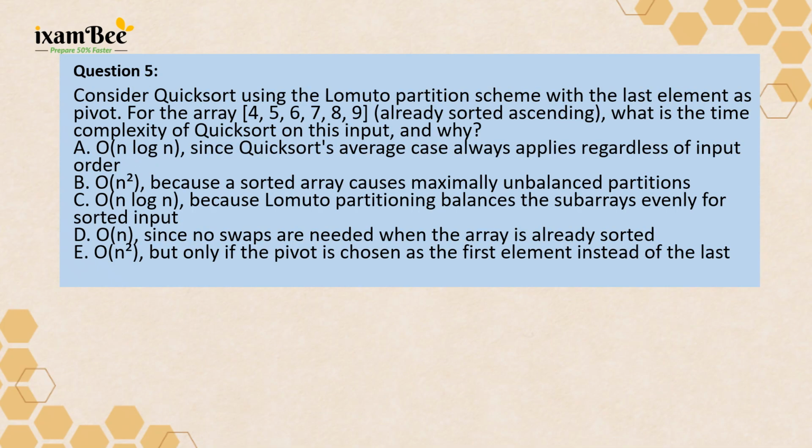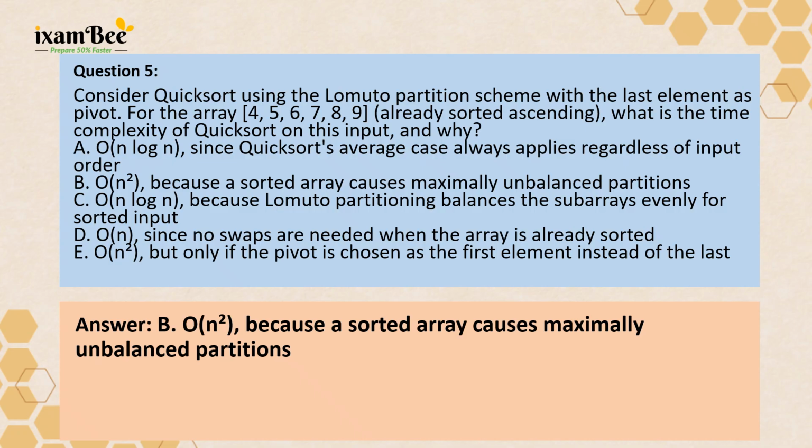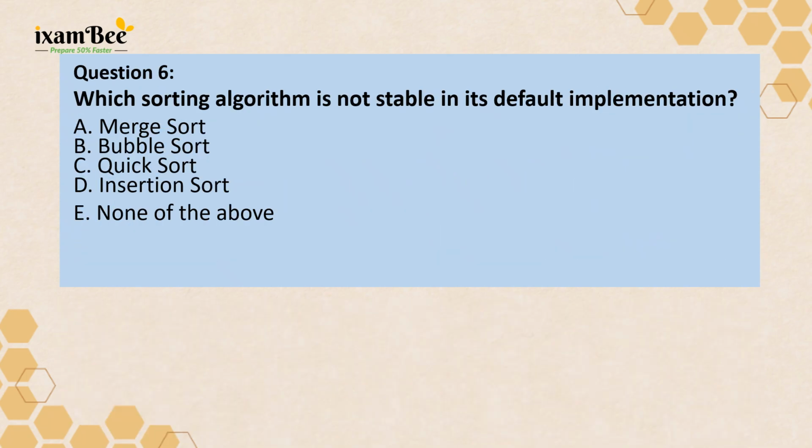Now consider quicksort using the Lomuto partition scheme with the last element as pivot. For the given array which is already sorted in ascending order, what is the time complexity of quicksort on this input and why? The time complexity of quicksort on this input would be of the order n square because a sorted array causes maximally unbalanced partitions.